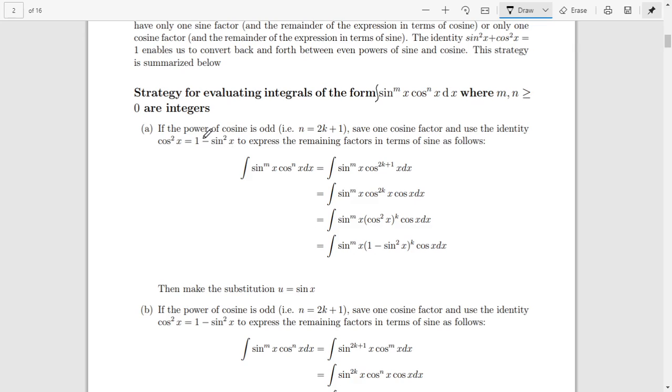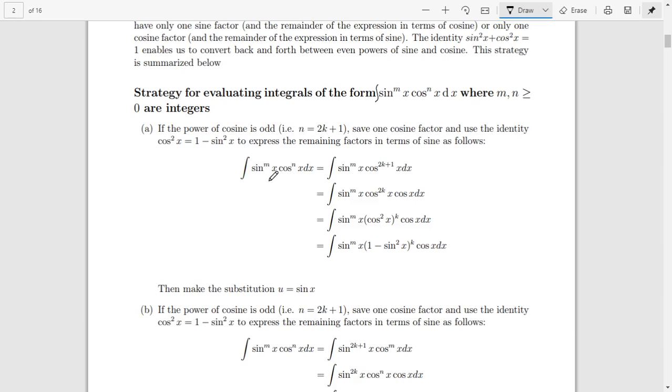First, if the power of cosine is odd, that means n can be written as 2k plus 1. This is the general form of an odd number. This k here is an integer, actually positive in this case. Then we can save one cosine factor and then use the identity that cosine squared is equal to 1 minus sine squared to express the remaining factor in terms of sine and then integrate.